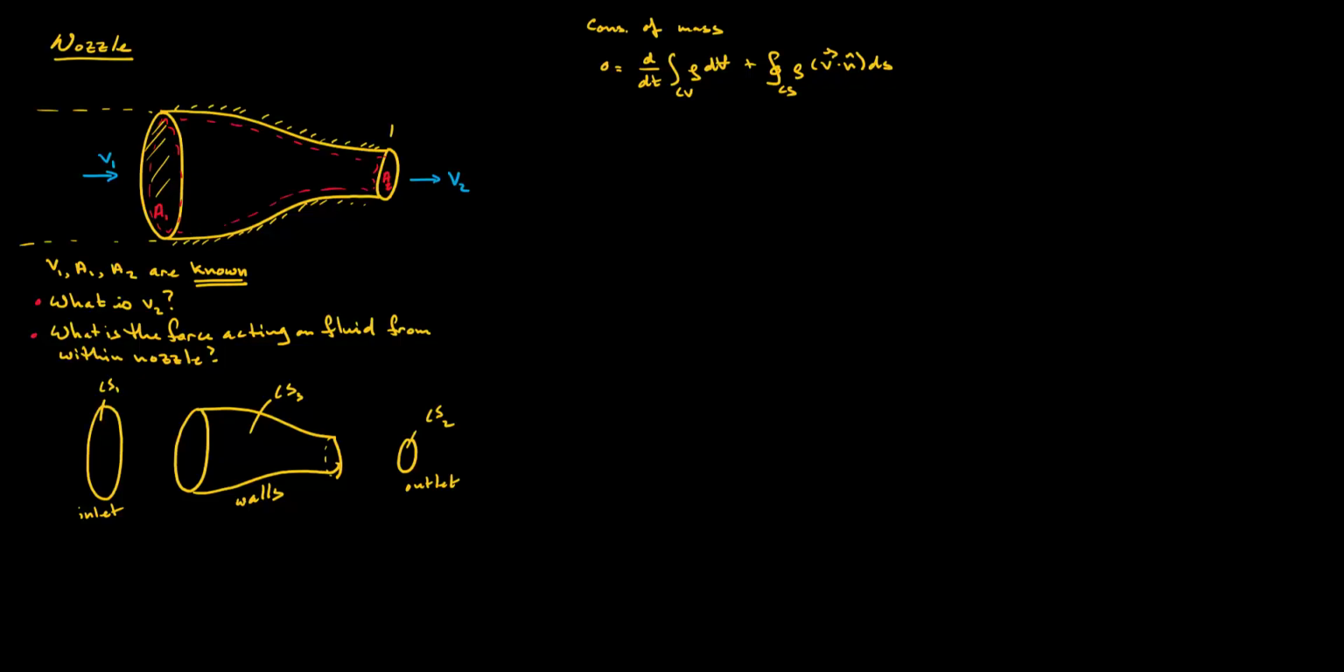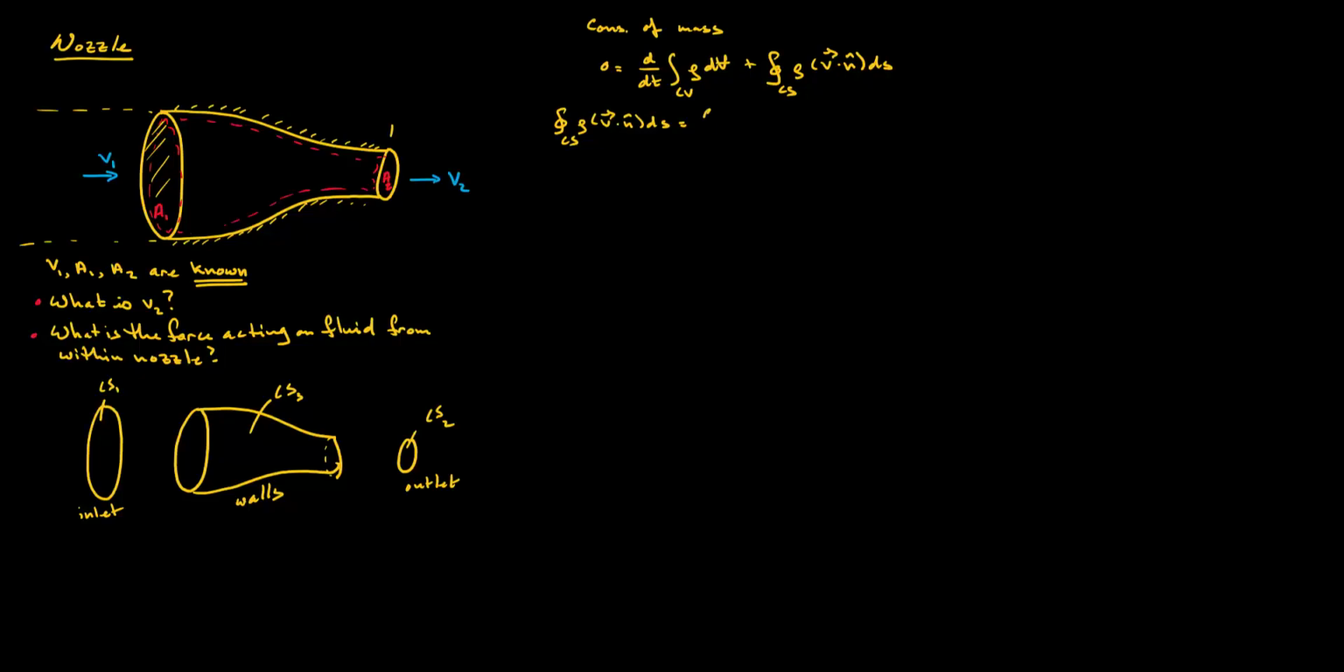Now, again, the whole purpose of blowing up this control volume into three separate control surfaces is to show the effect of this surface integral here. So let's express this surface integral as the summation of the integral on these three control surfaces.